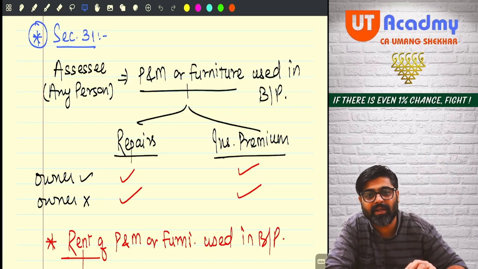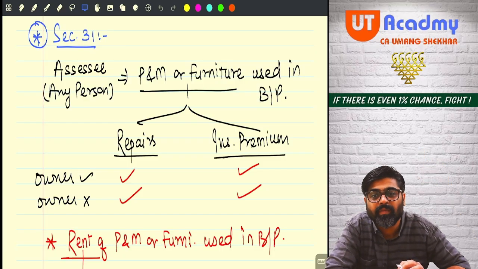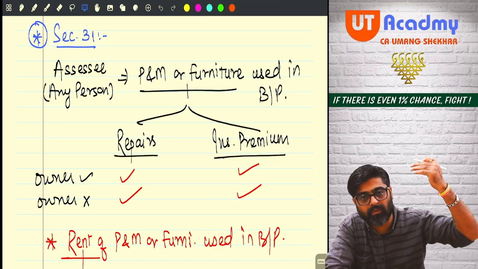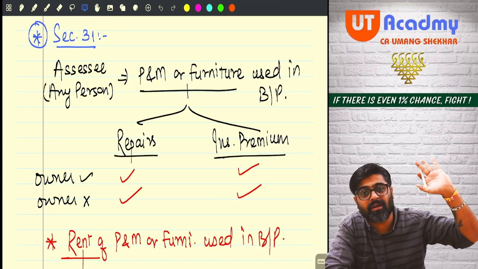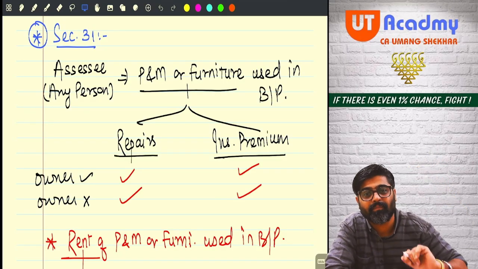Did I tell you yesterday? All the expenses which are not covered by specific sections, but they are incurred wholly and exclusively for your business, for your profession, and those expenses are revenue in nature, then all those expenses you can claim under one single section known as general deduction 37(1).